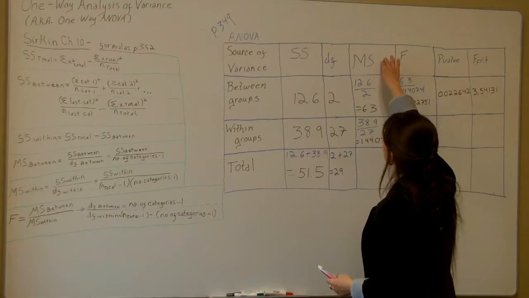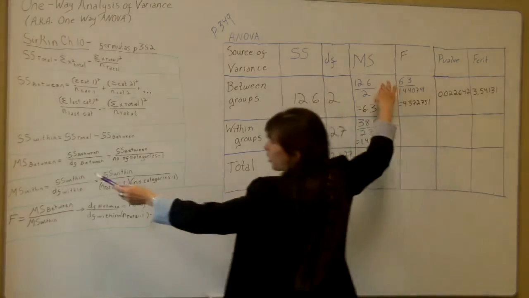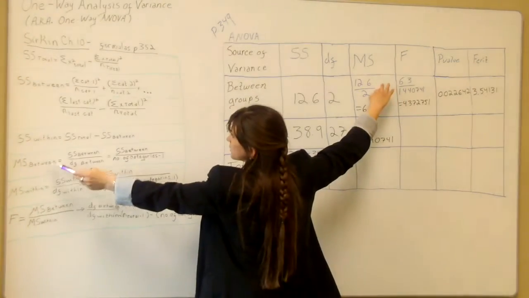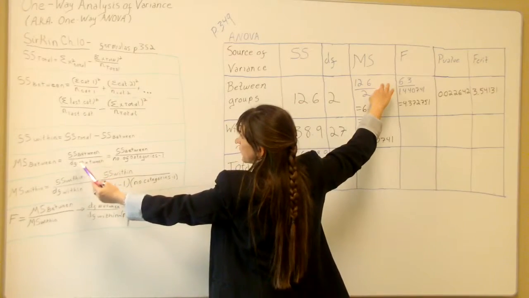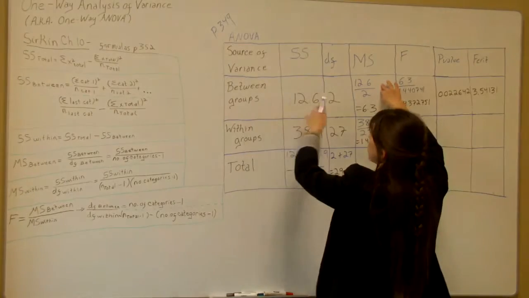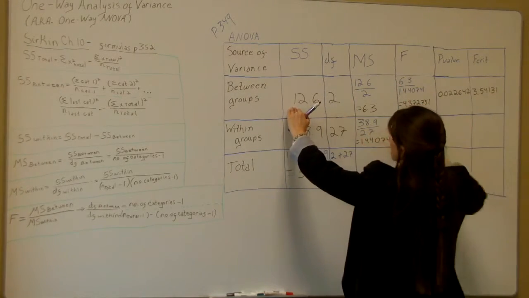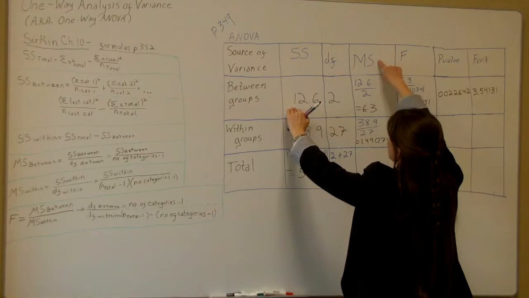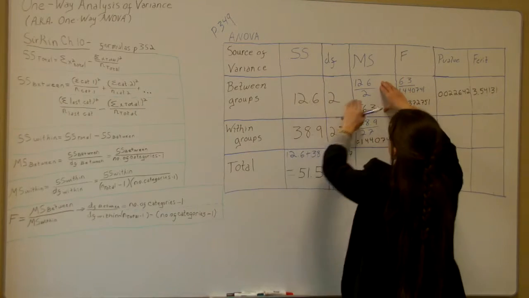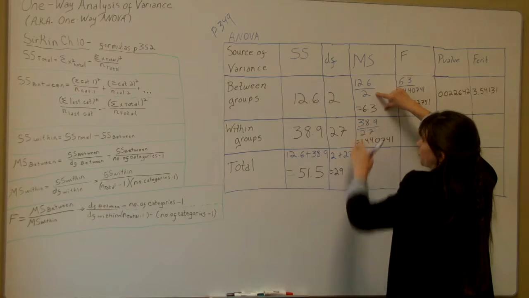Next we go to the mean sum squared. For the between groups, similar to our formula, MS between equals SS between over degrees of freedom between, which we know from the table. So we work across in rows for these two parts of the MS column. So it's 12.6 divided by 2 equals 6.3.